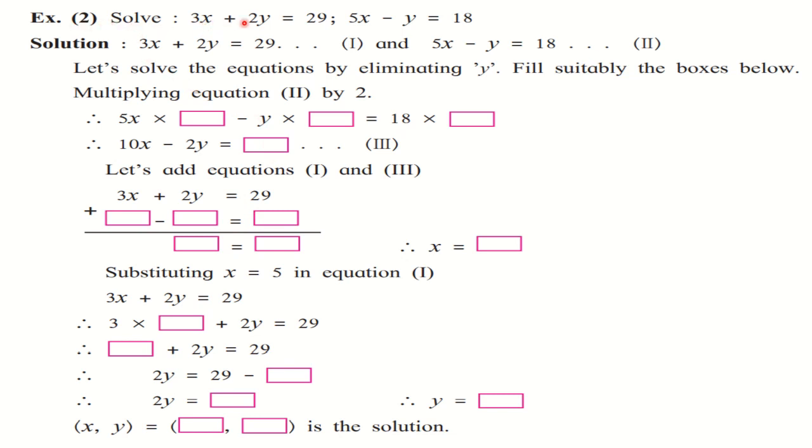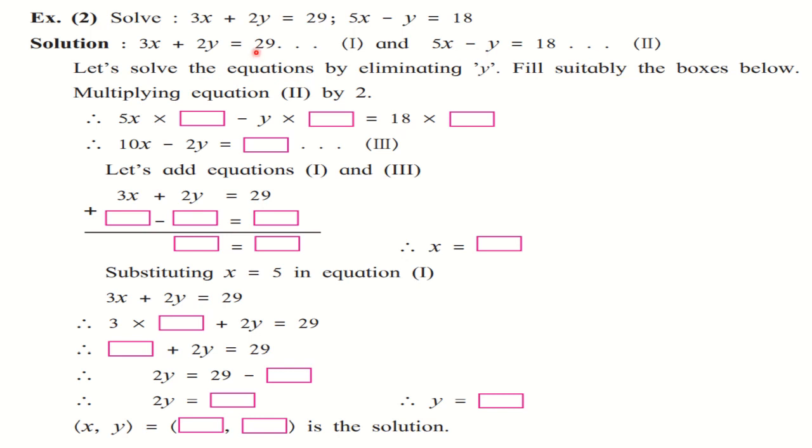Solve 3x plus 2y is equal to 29 and 5x minus y is equal to 18. As I have told you, we have to observe the equations first, and if they are in standard form, we have to number them as 1 and 2, which is already done for you. Now we have to solve this equation by eliminating y.